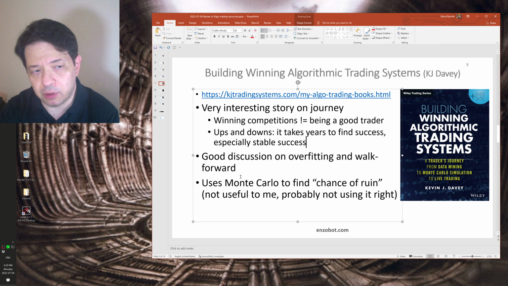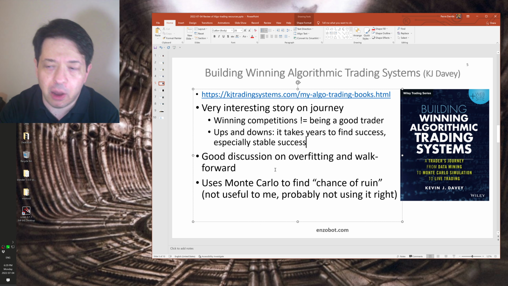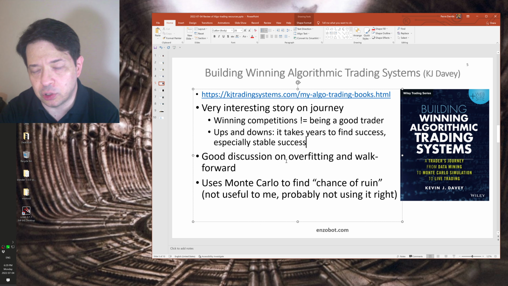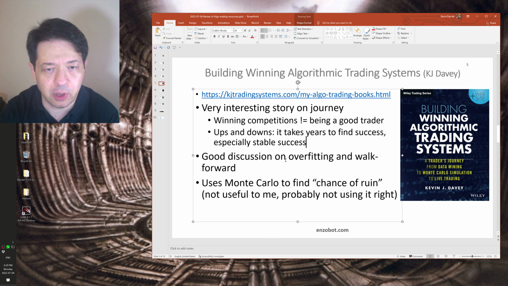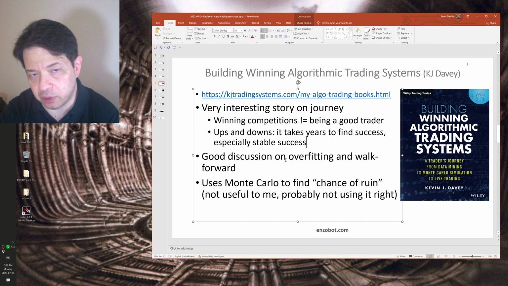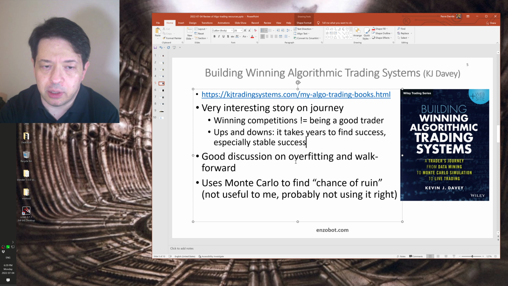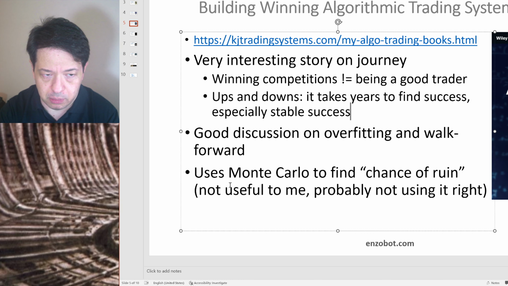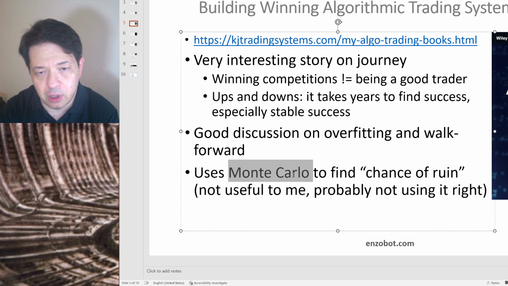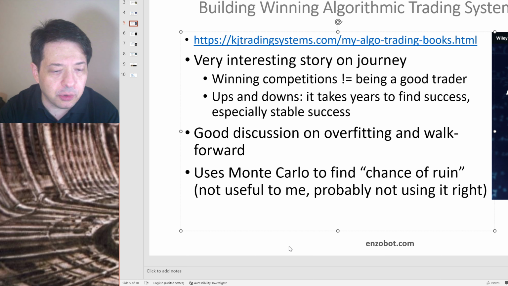There is also the technical level, a good discussion about avoiding overfitting and using walk forward and doing out of sample testing and all this usual very important stuff. And he also put quite a bit of stress on using Monte Carlo method. The way he uses it, I couldn't personally relate to it. It wasn't useful to me.